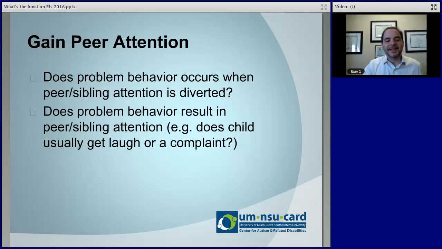Another tricky one is, does it gain peer attention? Does the problem behavior occur when peers or siblings, when their attention is diverted? Does the problem behavior result in them getting attention from the peer, whether it be a laugh or complaining or crying or whatever it might be? And we have to look at those as possible sources. Those are a little trickier, because as much as we struggle to control our behavior, at least we have control over our own behavior and our own attention. It can be a little tricky to try to get siblings or peers not to attend, not to laugh, not to cry.